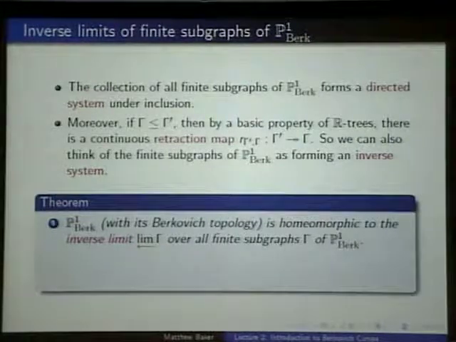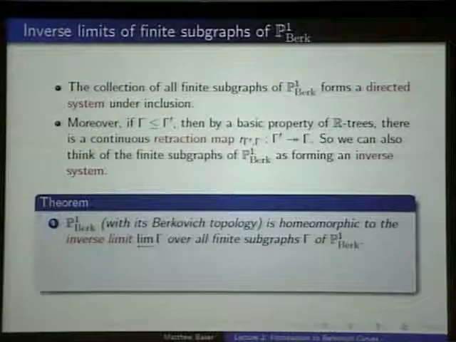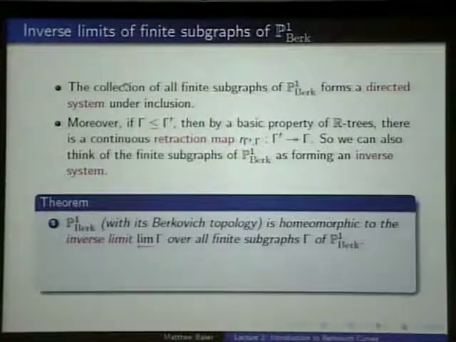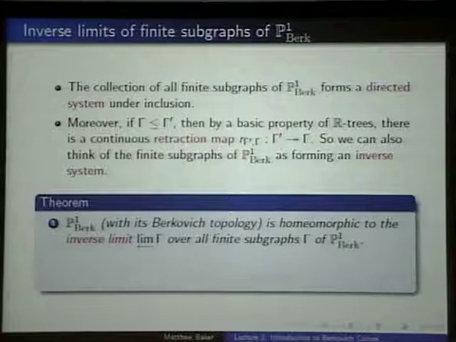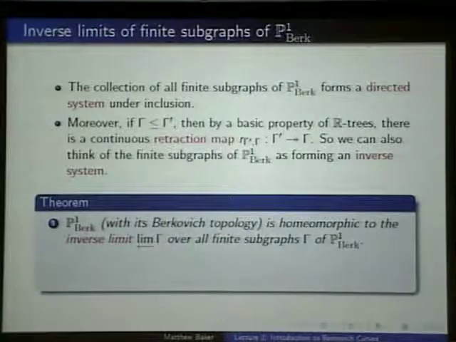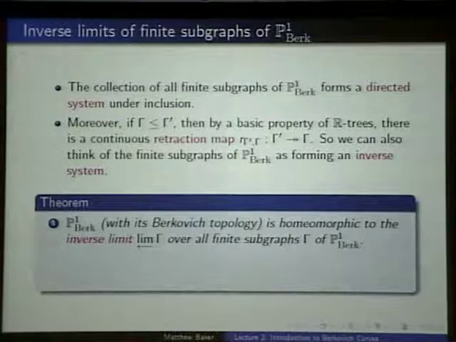And that map is continuous with respect to the Berkovich topology, which follows from the description of this observer's topology that I gave. And so you get a map to the inverse limit. And first of all, this is a bijection. And second of all, well, it's a homeomorphism with respect to the underlying topologies. And so I'll say a little bit more about this later, but I think this is a useful way to think about P1 Berk and its topology.